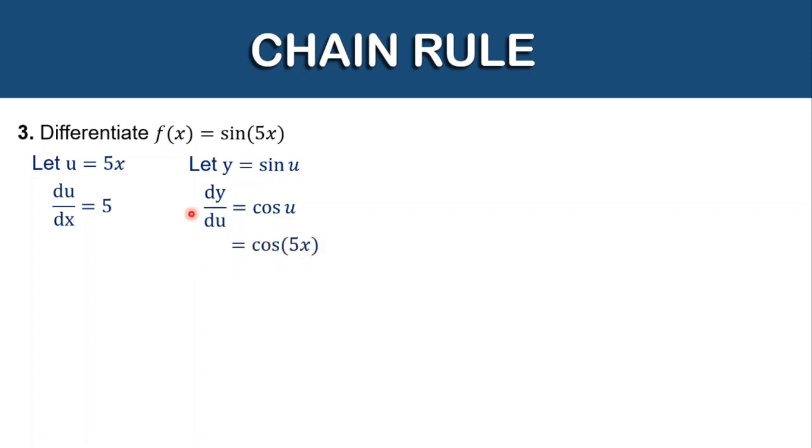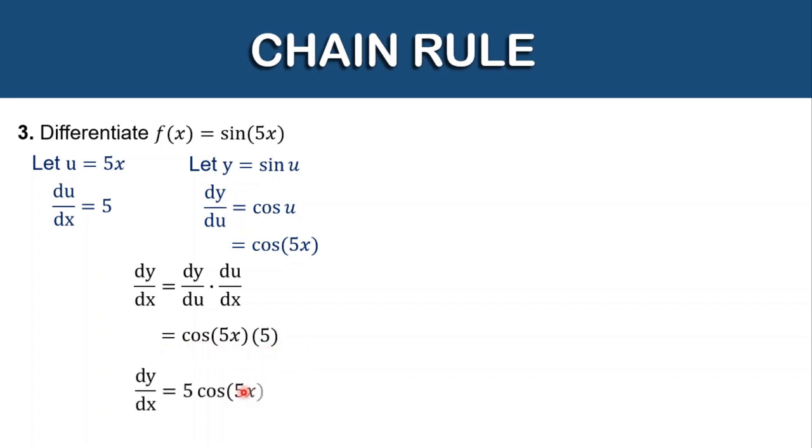So after natin makuha itong dy over du tsaka du over dx, substitute natin sila sa ating formula. Dy over du is equal to cosine 5x and du over dx is equal to 5. So pag pinag-multiply natin sila, we have 5 cosine of 5x and this is our final answer.